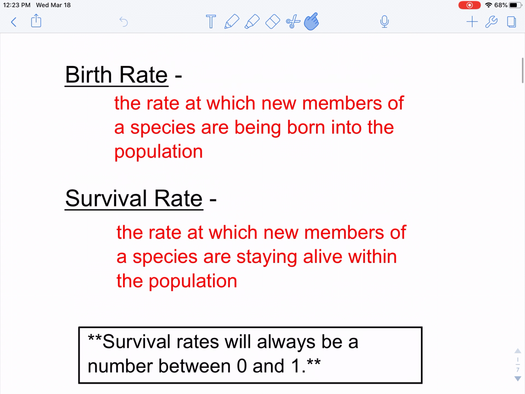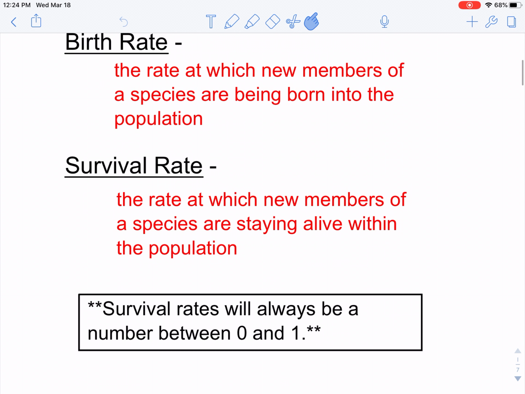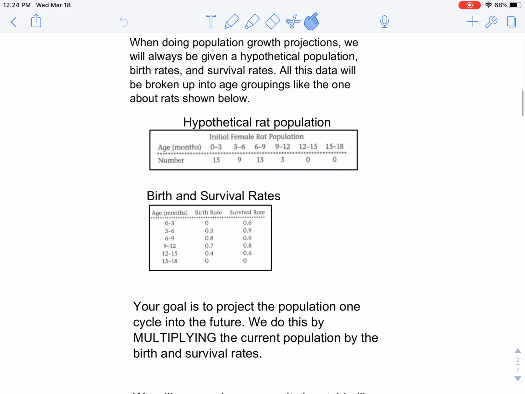Birth rates, however, could be above 1, because that would represent more than one new member of the species being born. So like if someone has a birth rate of 1.2, that means they're having more than one offspring. They're having multiple offspring. So what do we do?